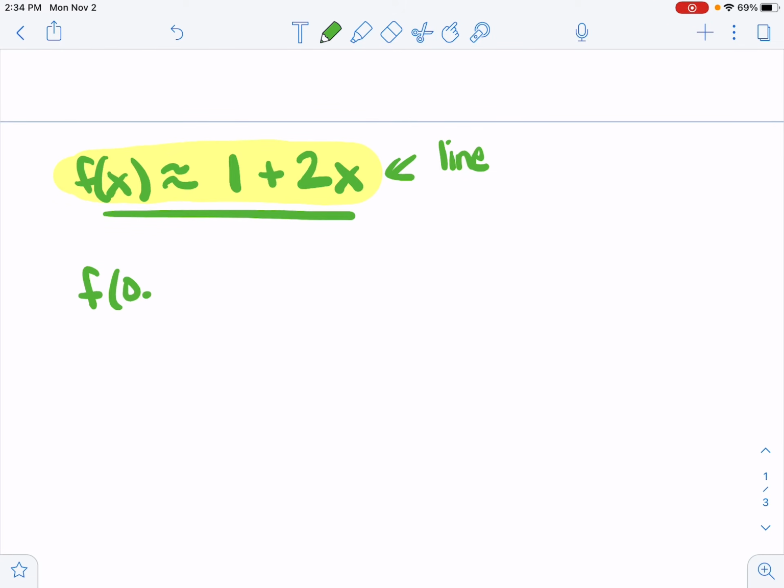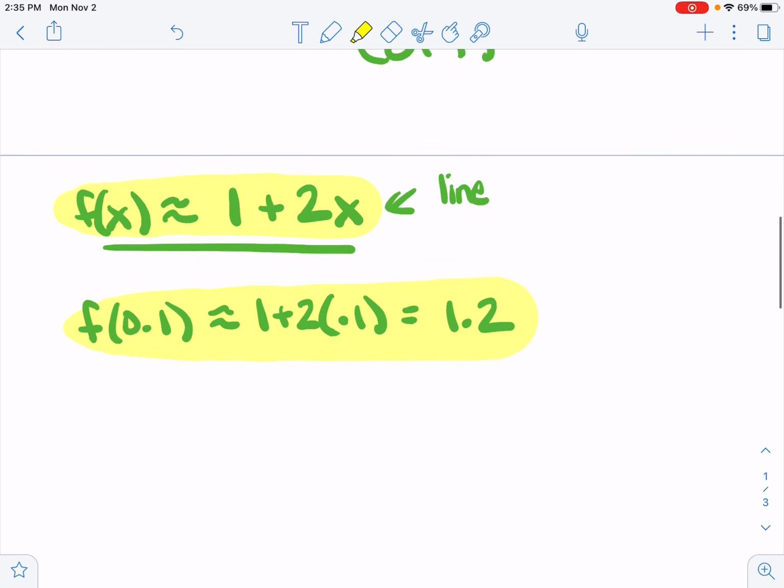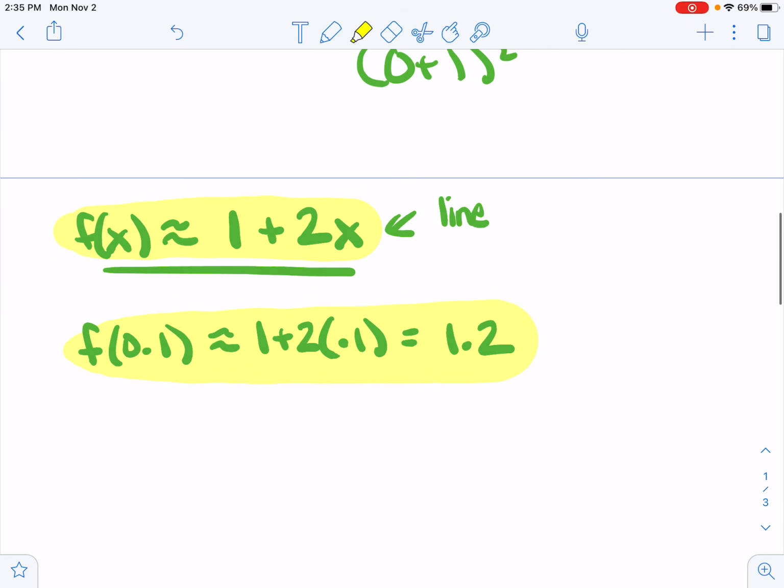F at 0.1 is approximately 1 plus 2 times 0.1, which is 1.2. And that is our approximation to our function at 0.1. We got it from the linear approximation above. So we get a good approximation without having to evaluate our ugly function. That's it.